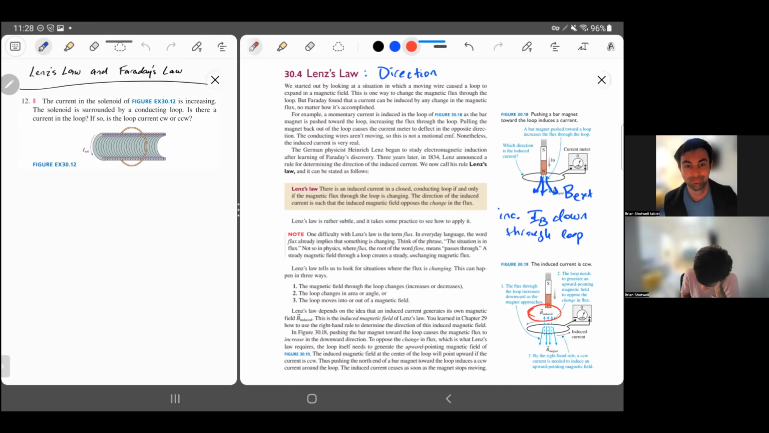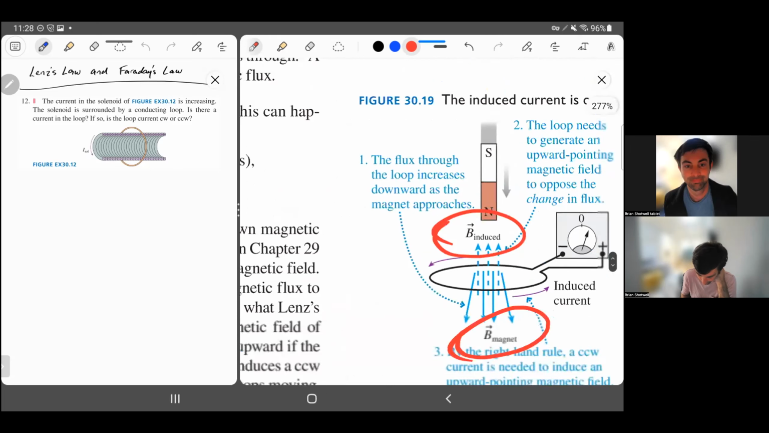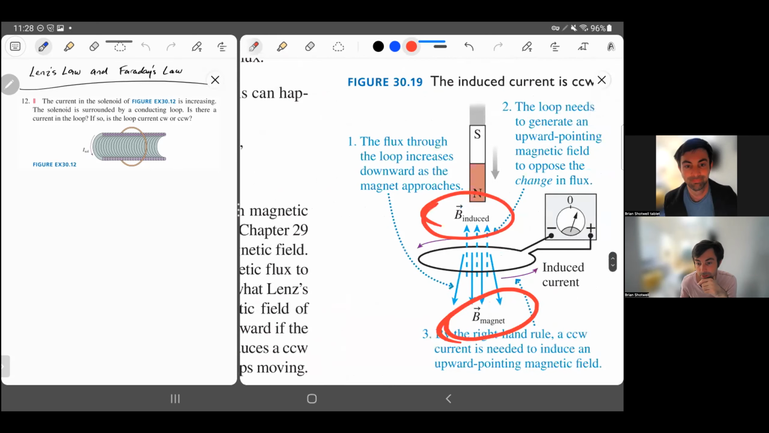So notice how your book labels these two things differently. The magnetic field created by the magnet, that's the external magnetic field. That's sort of the cause of all this. The induced one right here is only responding to the change in the external field. That's the only reason it exists. That's why we use the word induced for that. So it's going to try to resist the change as best as it can.